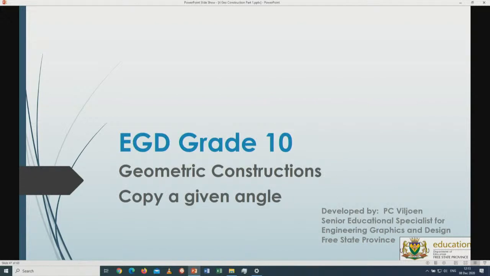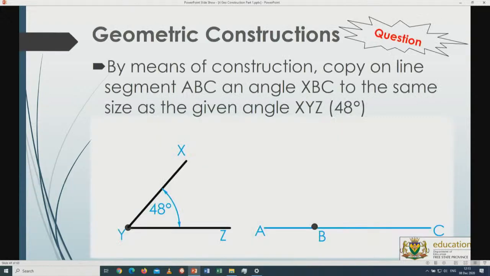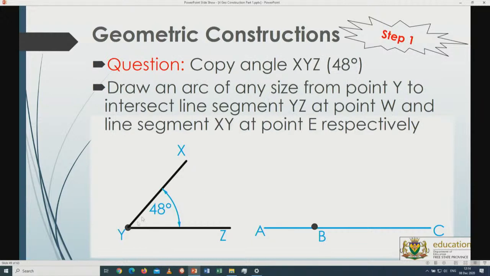Alright, so now we can also copy in this regard. How do we copy an angle? The angle shown to you here is 48 degrees. Now the examiner is asking, take this 48 degrees and copy it to this line as well. Exactly the same. So what we're going to do is first take Y, the intersection point at Y, put the needle point there and strike an arc, which will give you W and E in that case.